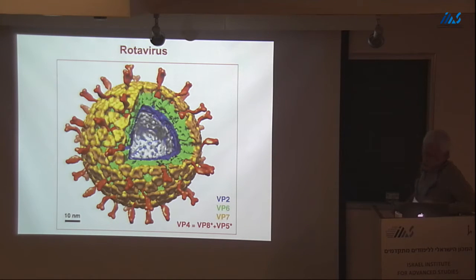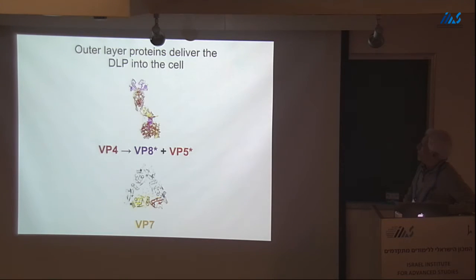What I now want to tell you about very quickly is what goes on with this red protein. So here's what it looks like. It's a trimer of a single protein, but you'll notice that it's got an odd asymmetric shape, and it's held in place by the yellow protein. It's called VP7. This protein gets cleaved from something called VP4 to VP8 and VP5. Don't worry about these horrible names. As a result of that cleavage, it is activated to do its job.